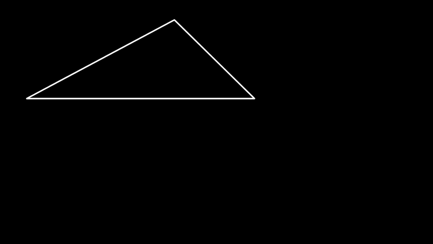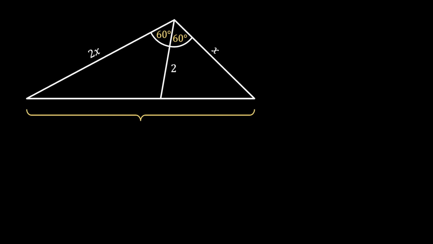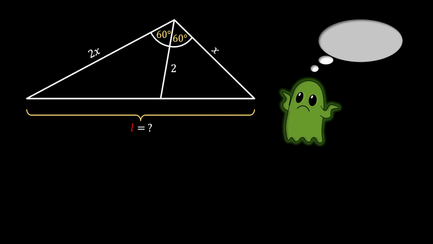We're going to start our problem with a specific triangle, such that its sides are in a 2-to-1 relation, as you can see on the sketch. Now, from the apex of this triangle, we will pull an angular bisector with the length of 2. And this bisector bisects the upper angle into two 60-degree angles. Now, the question is, can we somehow calculate the length of the base of this triangle?